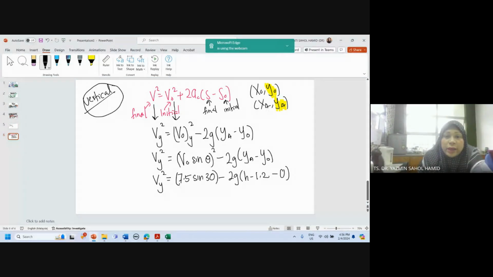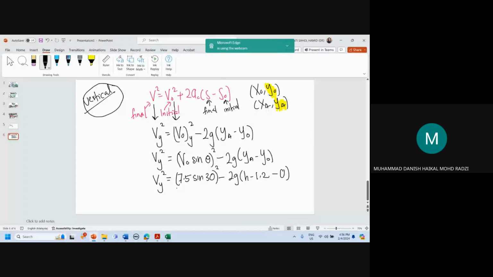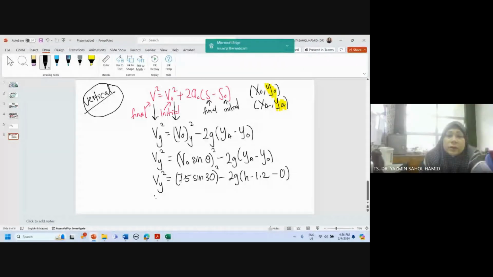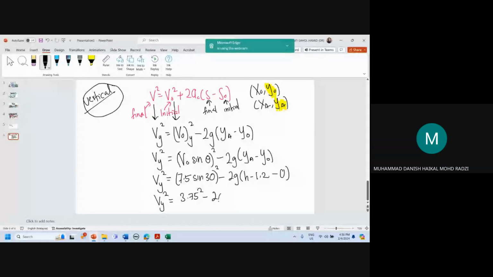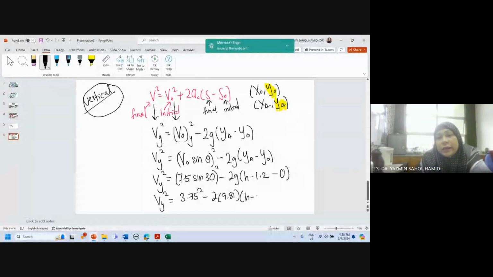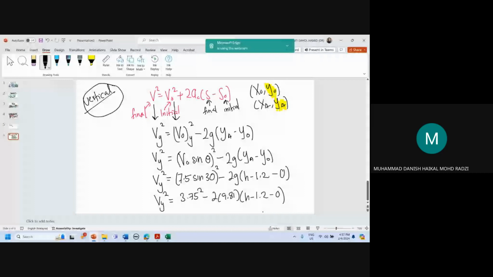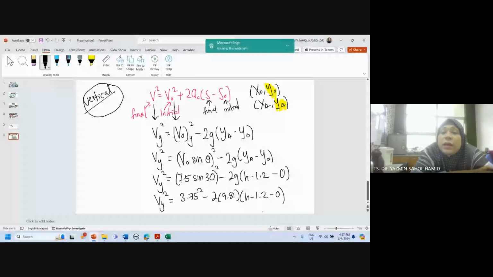Okay. Again, this one students always make mistakes. They forget to put the square. Here, I think there are many unknowns. So VY squared is 3.75 squared minus 2 times 9.81, H minus 1.2 minus 0. Here, how many unknowns do you have? Two. So it means you are still unable to solve it because there are two unknowns. It means you need to find VY, or you can try another formula to solve it.